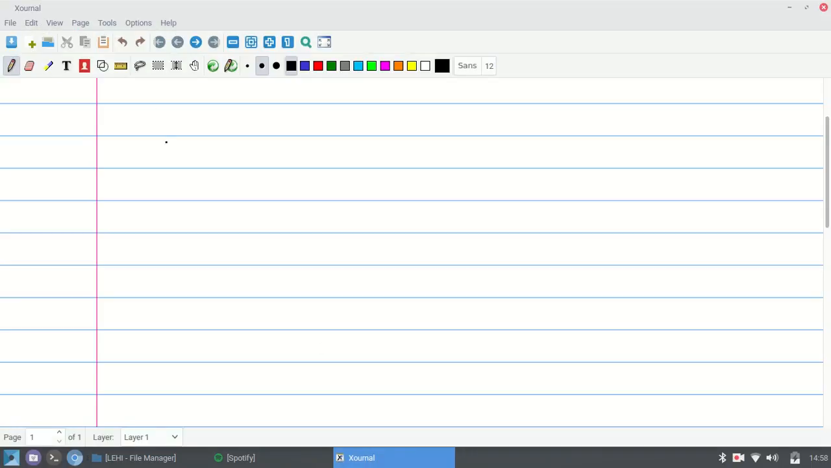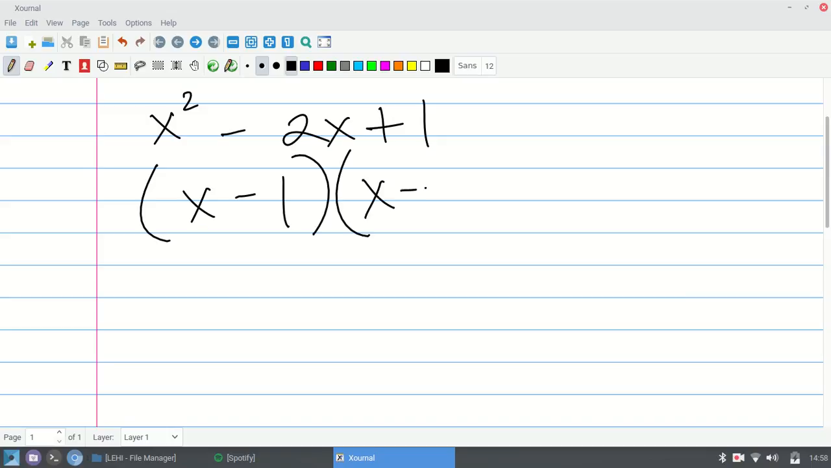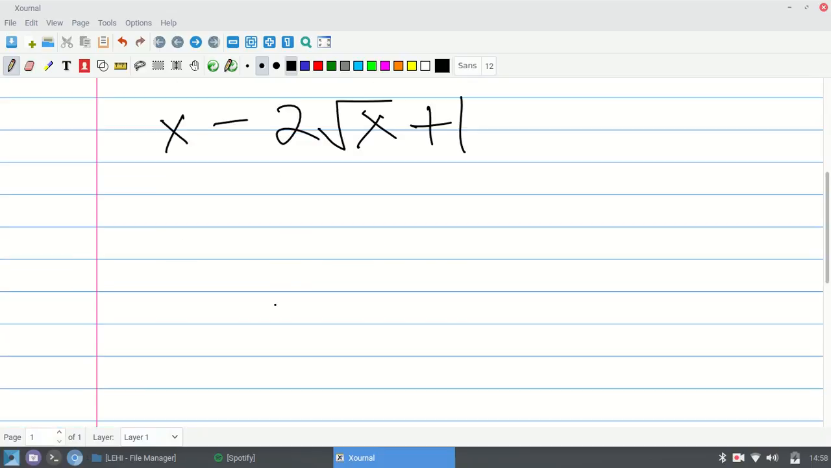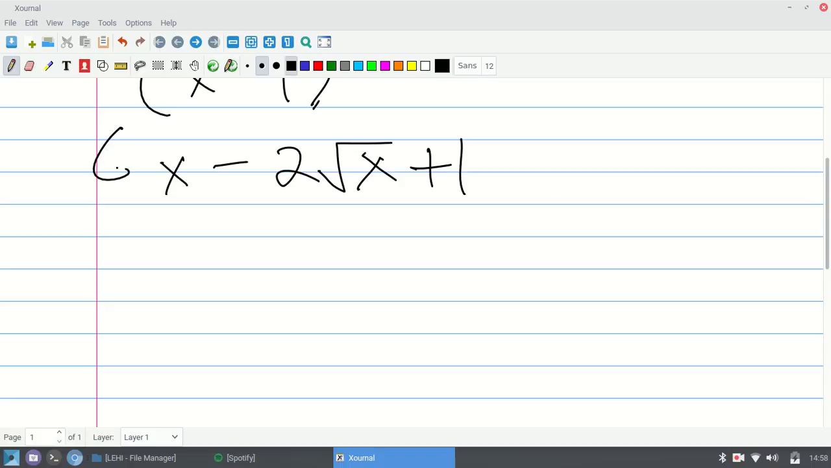You've just done the typical quadratic, where you have x minus 1 and then x minus 1, which is x minus 1 squared. If you've only done that stuff, then solving equations that have a square root, for instance x minus 2 root x plus 1, doesn't make any sense at all. If you're new to it, this doesn't make any sense at all.